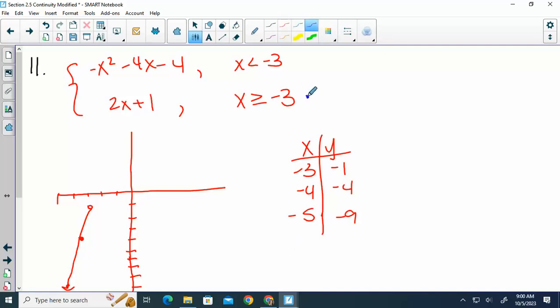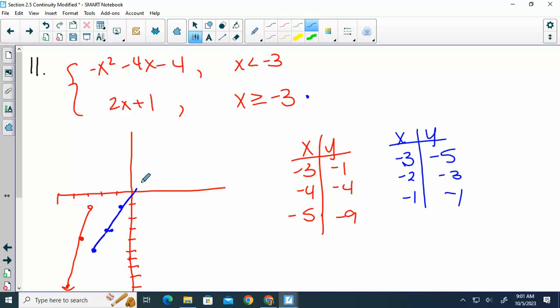To graph the second one, we also start with negative 3, but this time it would be closed, and then we need things larger. So if you put in negative 3, we get negative 5. It's closed. Put in negative 2, you get negative 3. Put in negative 1, we get negative 1. My graph is really not perfect. Okay. So we get something like that.